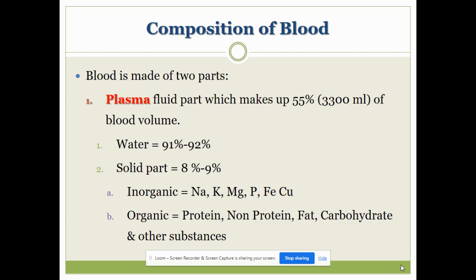Inorganic includes sodium, potassium, magnesium, phosphorus, iron, copper, and the organic portion contains obviously proteins, fat, carbohydrates, and other substances.